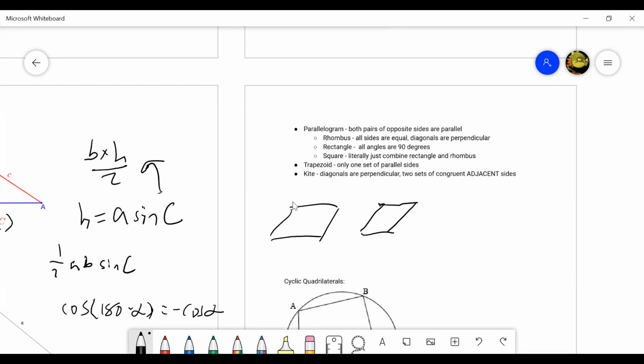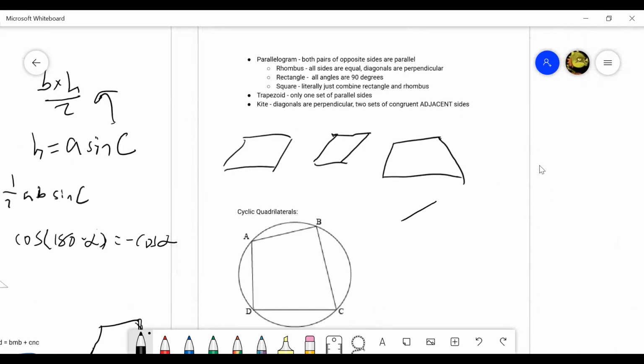And lastly, you'd have the trapezoid and the kite. A trapezoid is this, where you have one pair of parallel sides and two non-parallel sides. And the kite looks like a kite, where the diagonals are perpendicular, and you have two adjacent equal sides like that. Again, these are less commonly seen. So yeah, those are just the definitions.